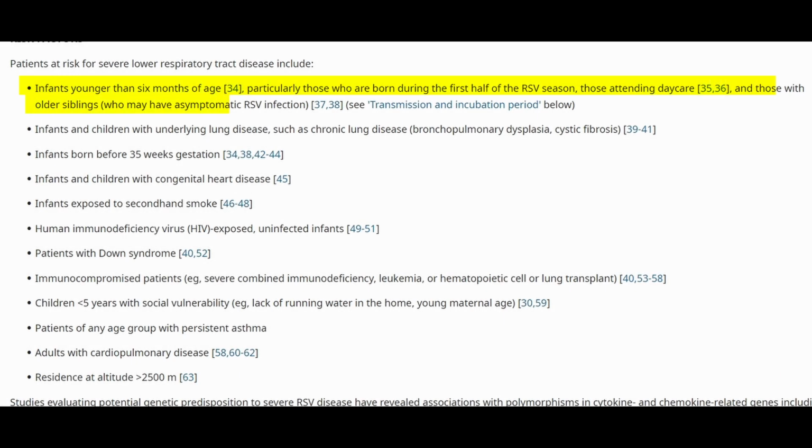The patients at risk are infants younger than 6 months of age, particularly those who are born during the first half of the RSV season, infants and children with underlying lung disease such as chronic lung disease, that is bronchopulmonary dysplasia and cystic fibrosis, infants born before 35 weeks of gestation, infants and children with congenital heart diseases, HIV-exposed uninfected infants, patients with Down syndrome, immunocompromised patients, patients of any age group with persistent asthma, adults with cardiopulmonary disease, and residents at altitude of more than 2500 meters.